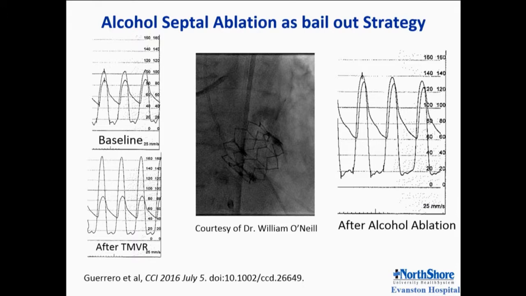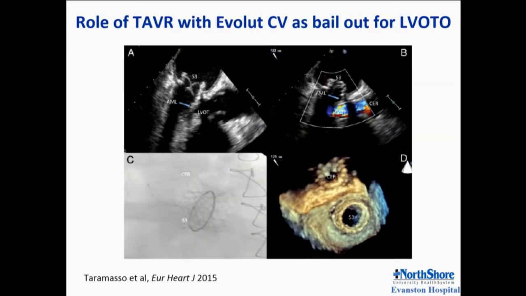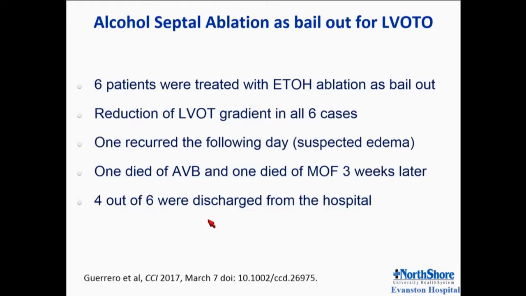We learned how to treat acute LVOT obstruction, and alcohol septal ablation has been one of those strategies. This is at baseline, this is after TMVR, and this is after alcohol ablation, where the gradient was virtually eliminated. That was the first case. There have been other techniques, like the use of Evolut valve to treat TMVR-induced LVOT obstruction. This was a TMVR in a valve-in-ring case. I haven't done one of those.